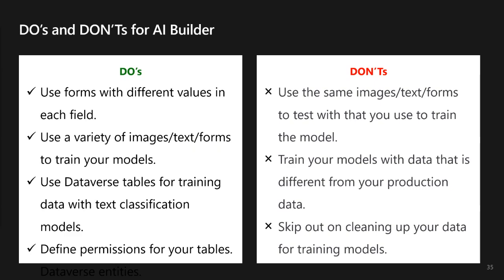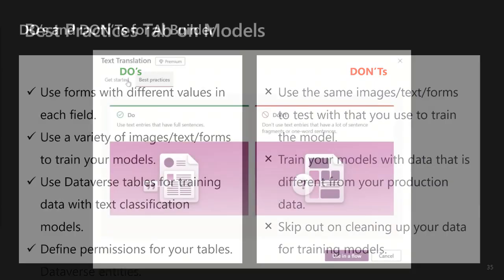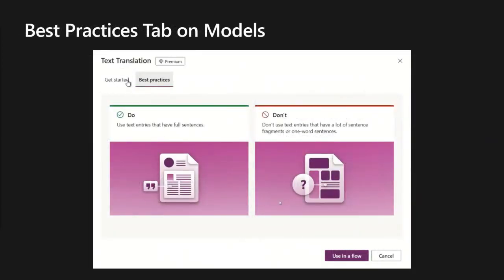Now, depending on the type of model that you're working with, there are different best practices for each one of those. One of the great things about the AI Builder is that when you start a new model, there's a tab at the top called Best Practices. You saw it very briefly in one of Murray's demos, but I wanted to point this out. Every single model has a best practices tab. So when you start to create it, there's a tab up there where you can see what those best practices are, the do's and the don'ts.